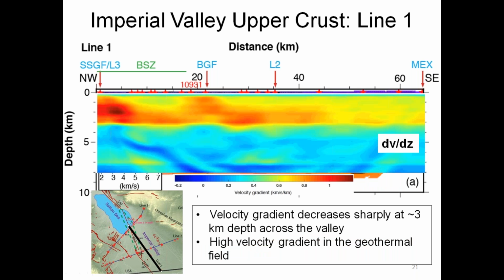Here I show the velocity gradient from the velocity model, which is dv/dz. Although there is no sharp transition for velocity, the velocity gradient decreases sharply at about 3 km depth across the whole valley. And a high velocity gradient is observed in two geothermal fields, the Salton Sea geothermal field and the Brawley geothermal field at 22 km distance.